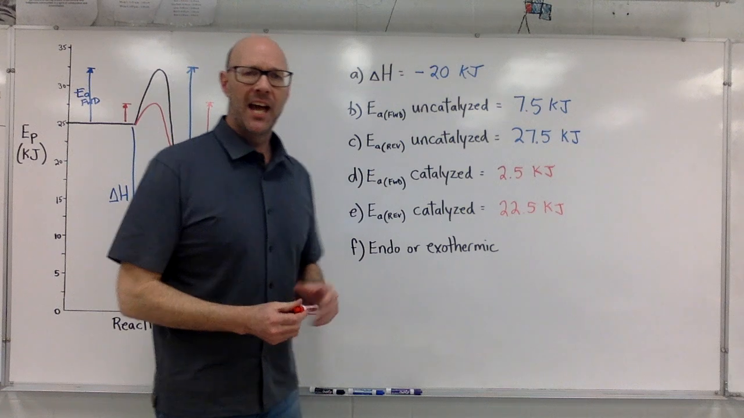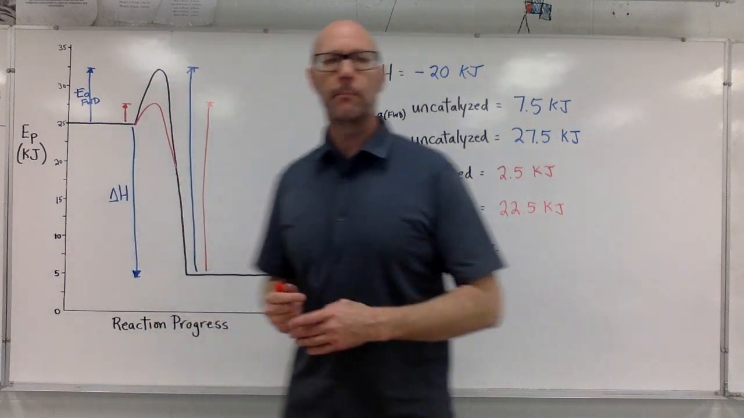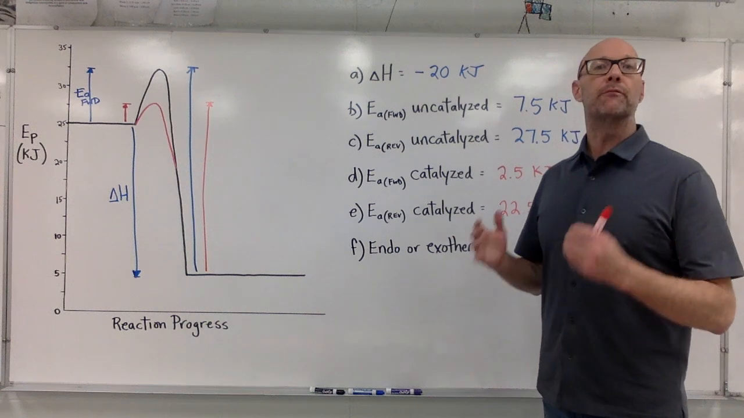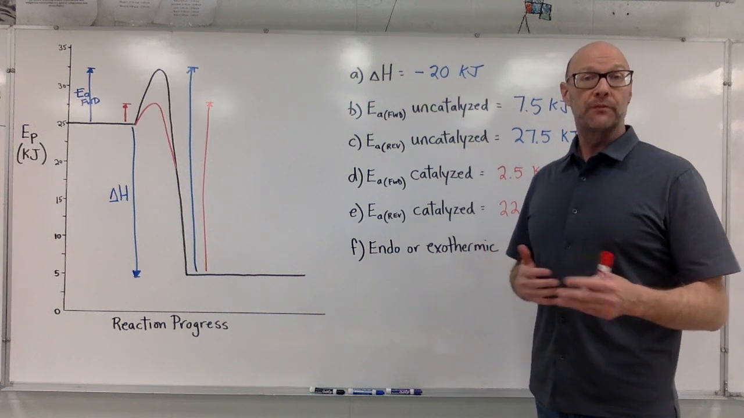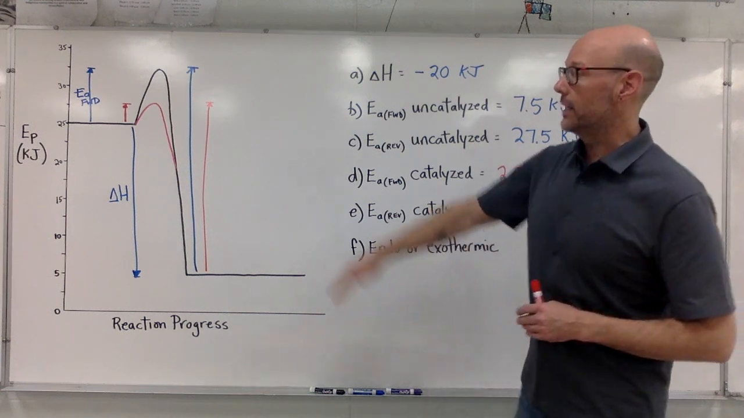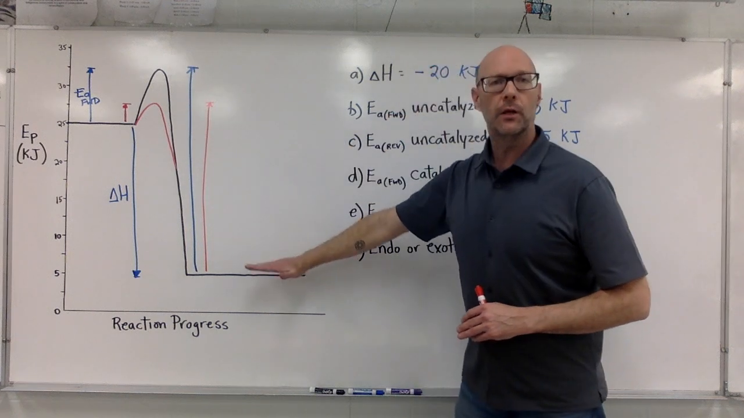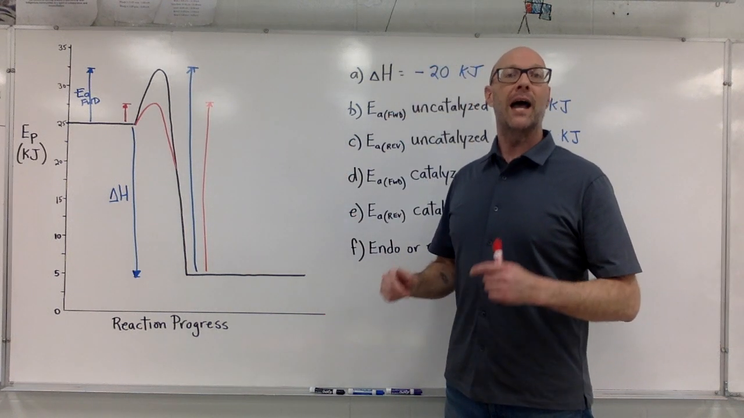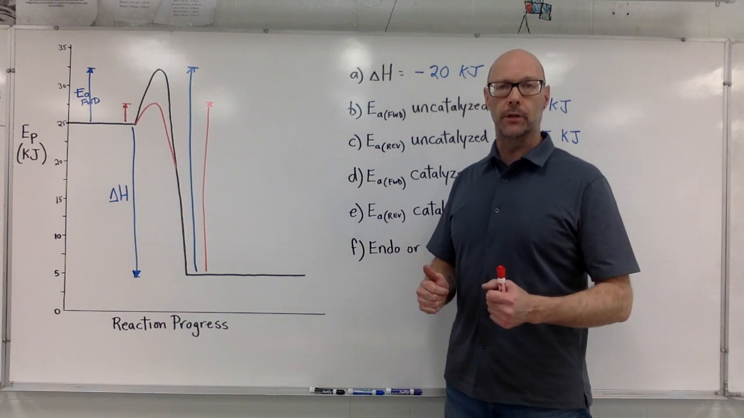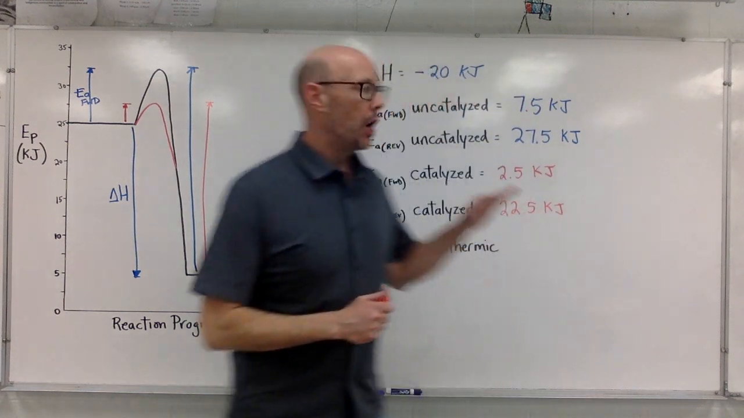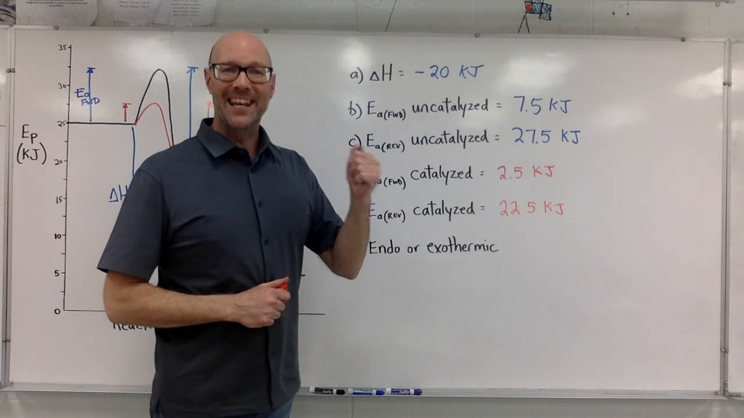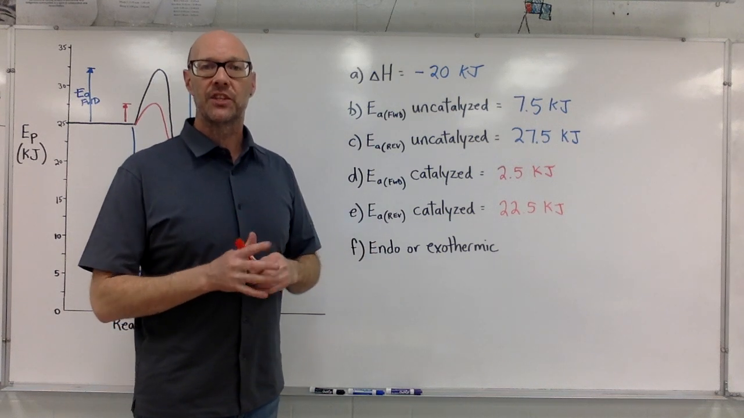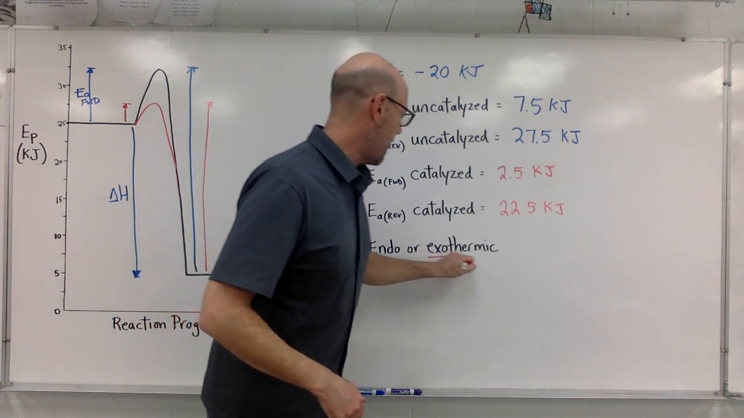Finally, we're being asked, does this whole situation represent an endothermic or an exothermic type of reaction? There's a couple of different ways we can tell. The easiest way is from horizontal to horizontal was a downward movement. We have an exothermic reaction. This is confirmed by our delta H, which was a negative value, which also coincides with the idea that this reaction is exothermic.